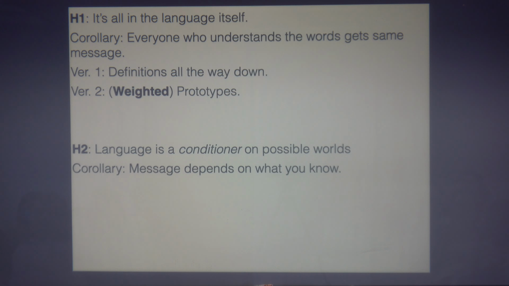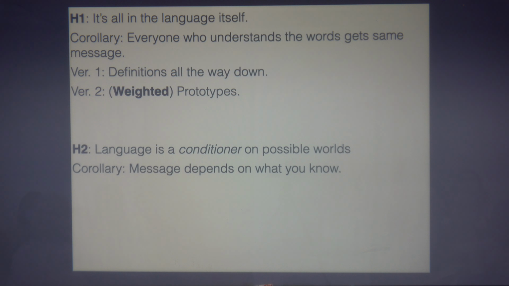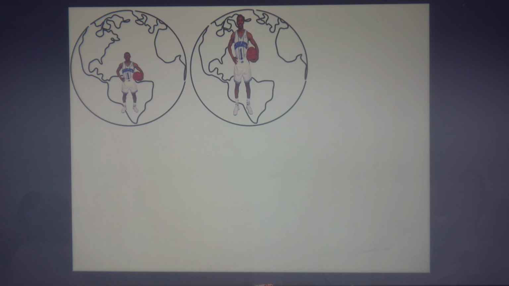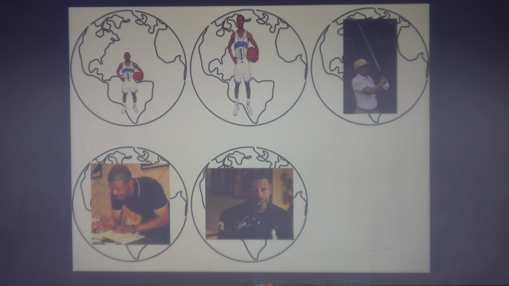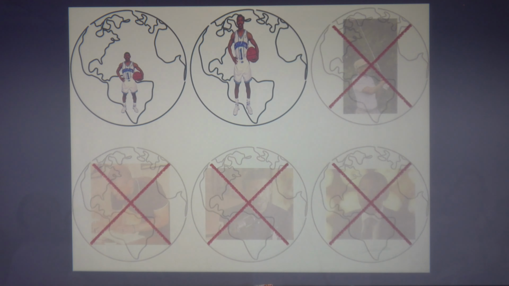And what this means is that the message depends on what you know. So let's imagine some different possible worlds in which there is someone named Tyrone. In one, he's a basketball player, a short basketball player. In another, he's a tall basketball player. In another, he's a golfer. In another, he's an author. In another, he's a radio personality. And in another, I'm going to go with funeral undertaker in this case. And then we take the sentence, Tyrone is a basketball player, and that eliminates all the possible worlds in which he's not a basketball player, right?